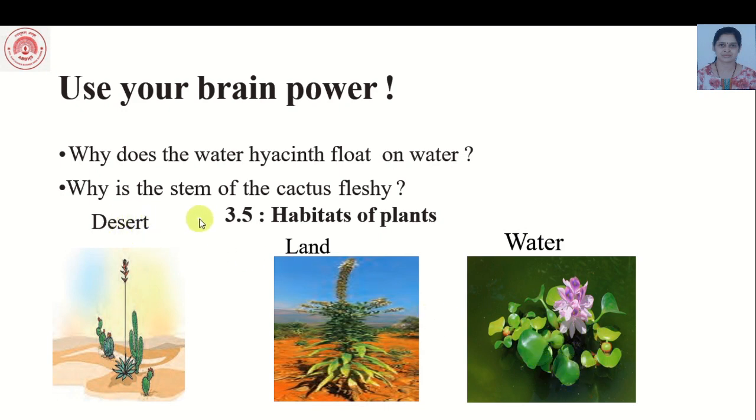Next, why is the stem of cactus fleshy? This is cactus plant. It grows in desert. Its stem stores water, due to which it becomes fleshy. And these type of plants grow on the land.